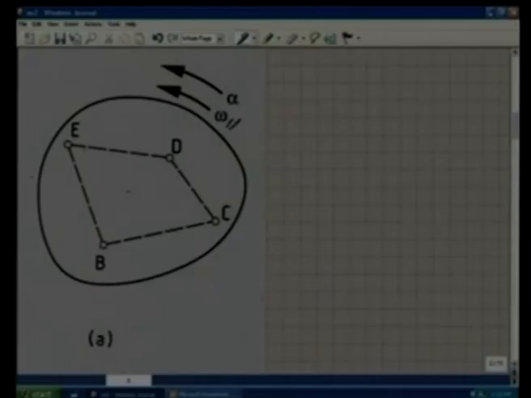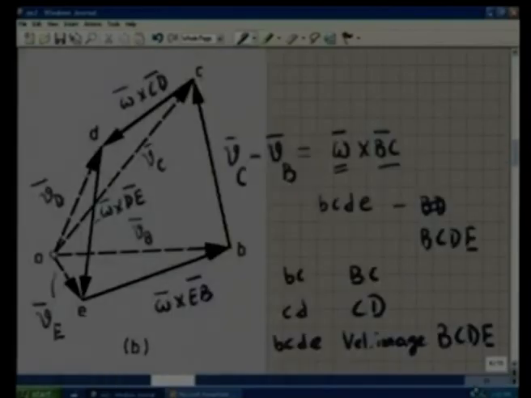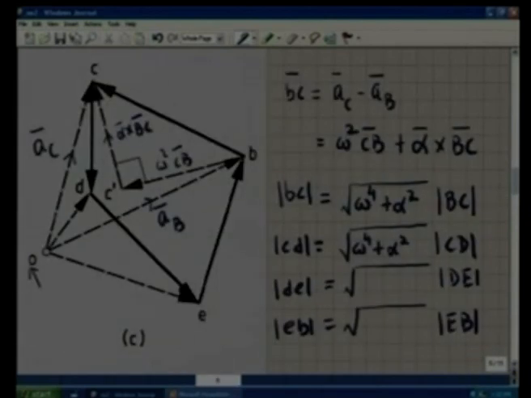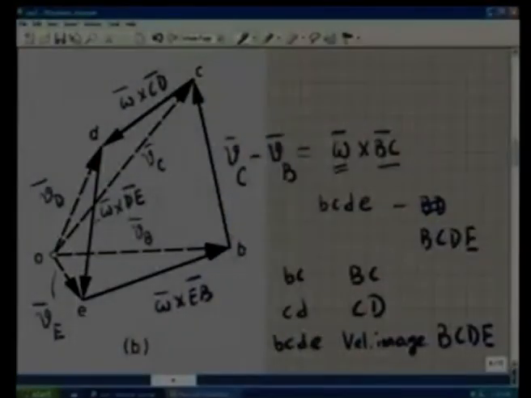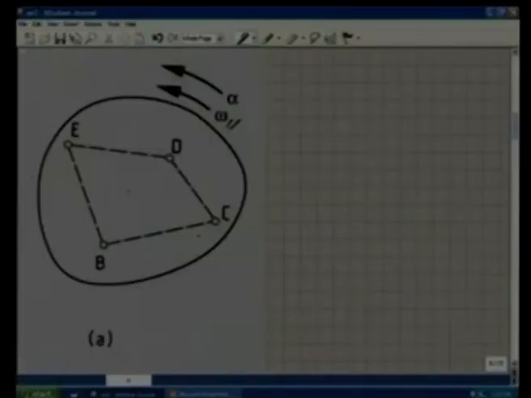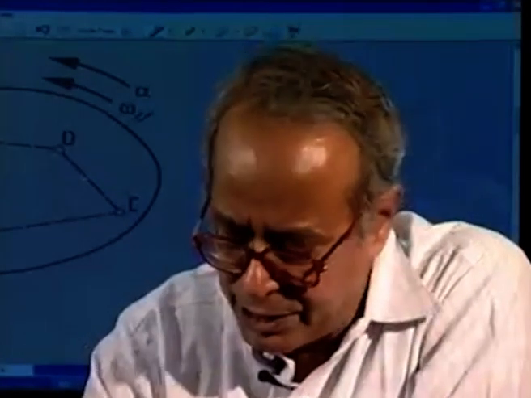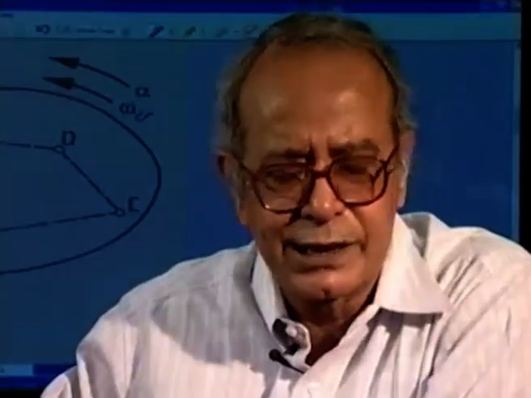This is the configuration diagram or space diagram B, C, D, E. This is the velocity diagram b, c, d, e. This is the acceleration diagram b, c, d, e. And the small b, c, d, e is always a scale drawing of capital B, C, D, E. And the small b, c, d, e here is called the acceleration image of capital B, C, D, E, like in the velocity diagram, where small b, c, d, e is the velocity image of capital B, C, D, E. This is the concept of velocity and acceleration image, and we shall see its utility in a later example.